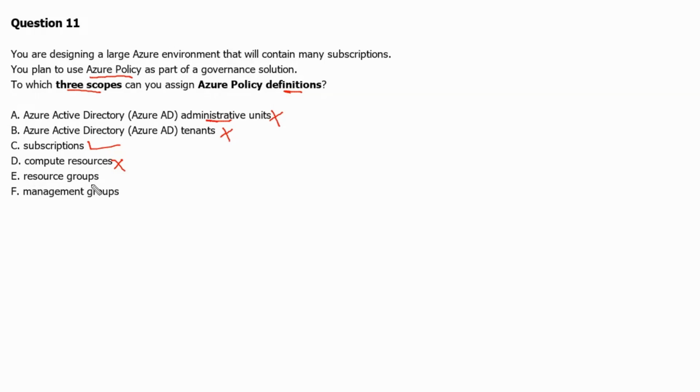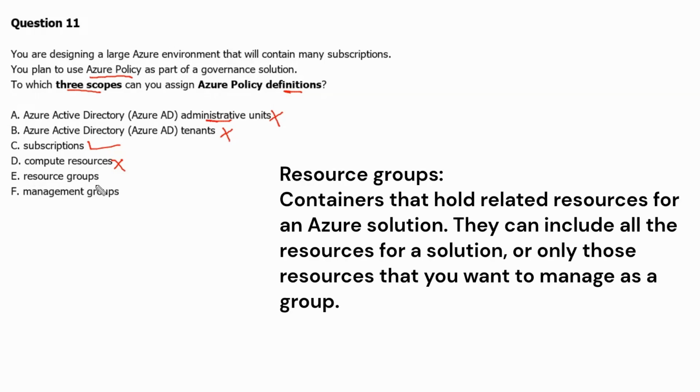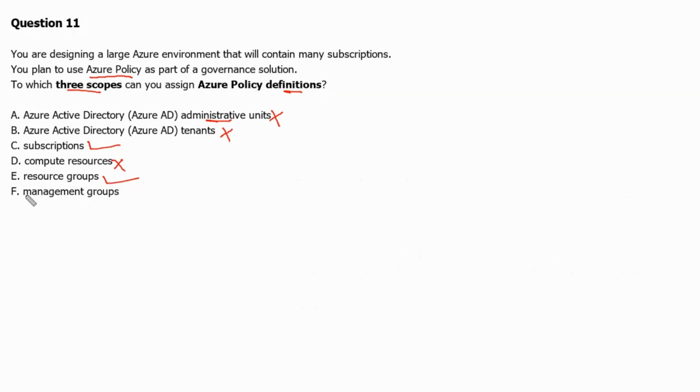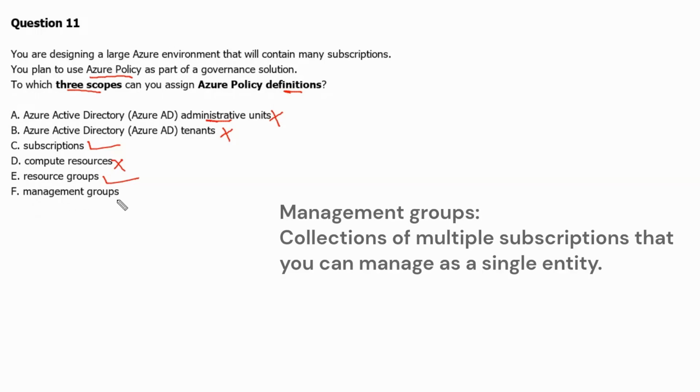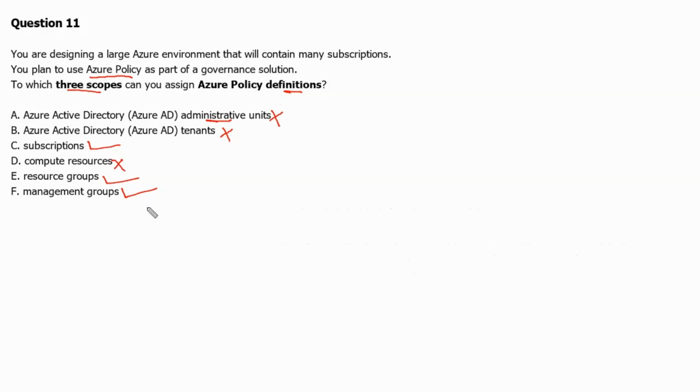Option E is resource groups. Resource group is a container that holds related resources for Azure solution. Therefore, it can be used as the scope in Azure policy definition. Option F is management groups. Management group is a collection of multiple subscriptions that you can manage as a single entity, and it can be used as scope in Azure policy definition.